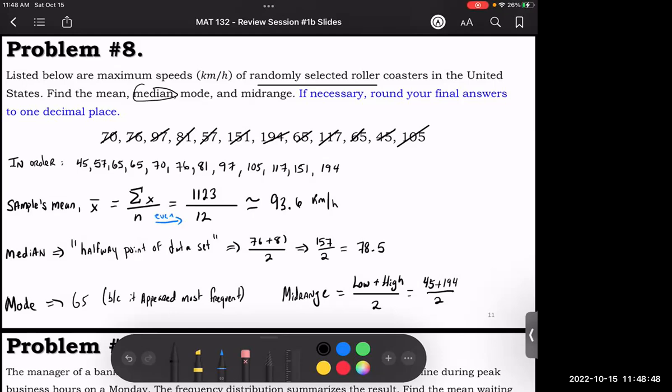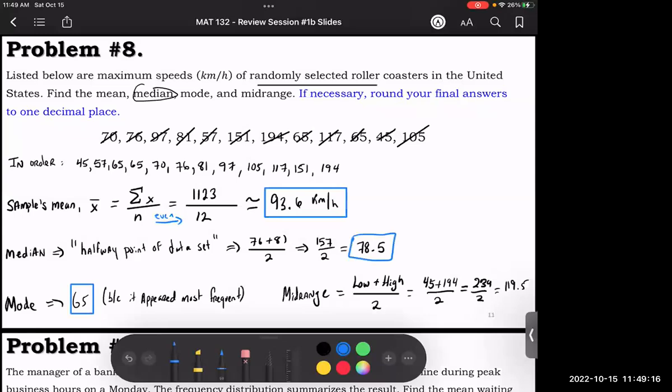What's 45? When you add up 45 and 194 together, you should get something like 239, divided by 2. When you divide it by 2, you get 119.5. So those are your 4 calculations for the measure of center, essentially. The sample mean, the median, the mode.